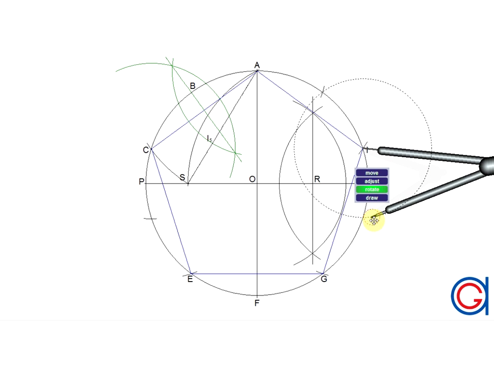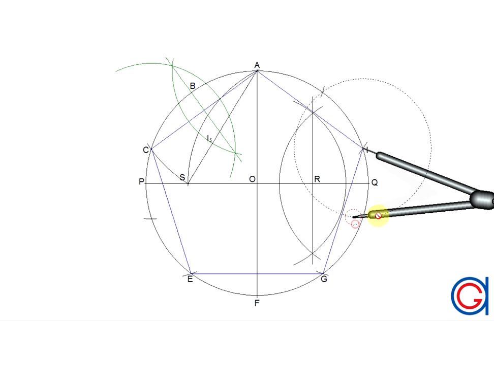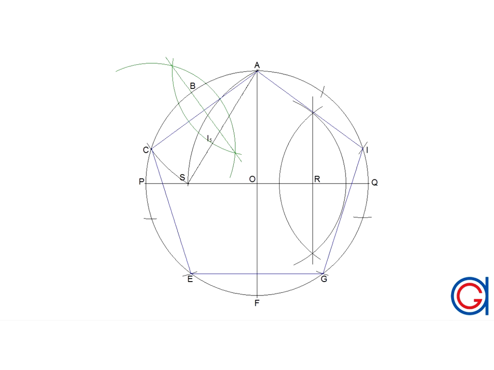And now again, with our compass set on point L, we scribe another arc on our circumference, as can be seen here. And now we are going to mark these new vertices B, D, H, and J, as can be seen here.